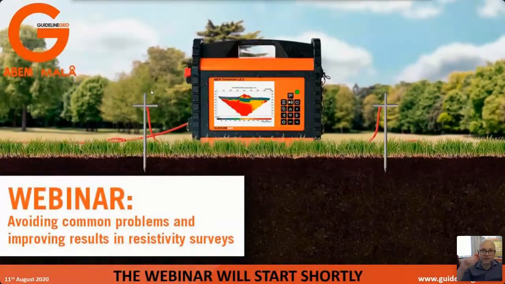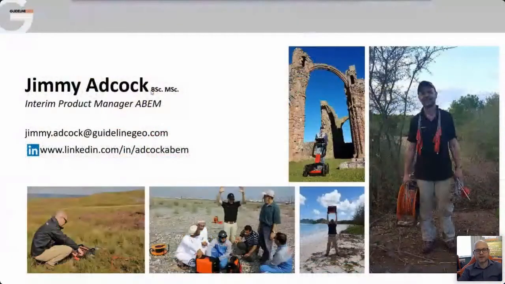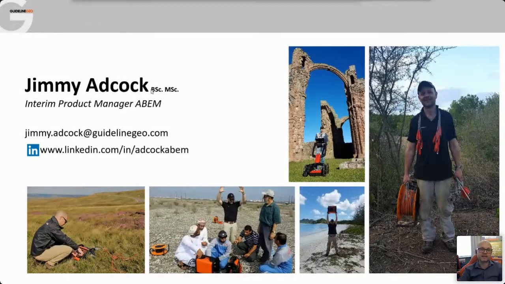A little background about me. Some of you may know me, some of you won't. My name's Jimmy Adcock. I've been working with Guideline Geo for the past 5 years. I trained as a geophysicist and then worked with a near-surface geophysics company in the UK for about 13 years before I came to join Guideline as an applications engineer. And now I'm part of the team who look after the ABEM range of products, which includes the resistivity system, which this presentation has been built around.